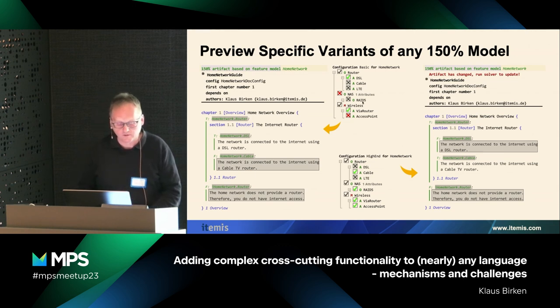Or what else do we have? In this configuration, cable has been selected, and so the cable section is still here, but the DSL section has been removed. So depending on the settings of these features here, we can filter down the documents.